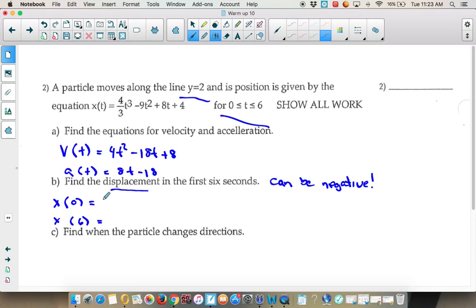So x at 0 is 4, and x at 6, if I put the 6 into the original equation and evaluate it, take a moment to do that. Go ahead and hit pause so you give yourself time to do that. Okay, your position ends up being 16. That means my displacement is which way did I go and how far from my original position. My displacement in this problem is 12.